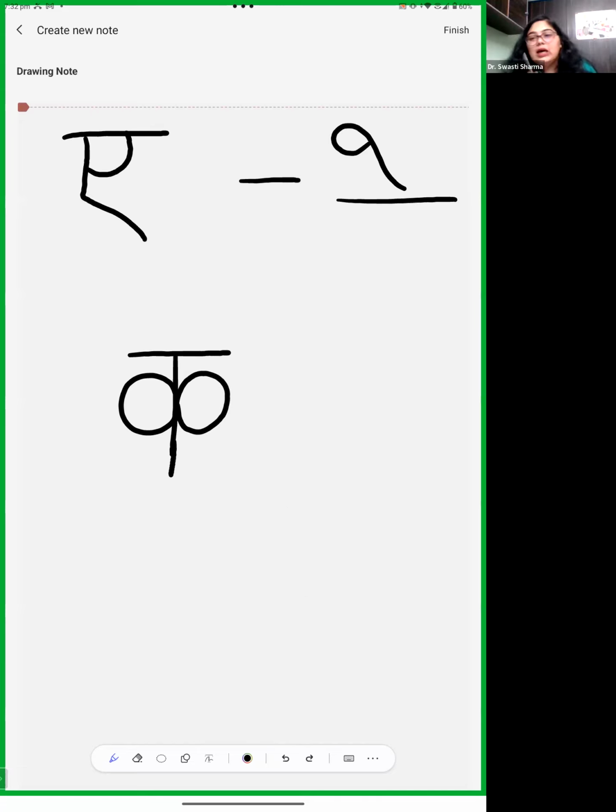So now just look at the matra A. In Devanagari we make the round and then we make like this and then we add this shape to the letter. In Sharda you have to just write a line on the upper line.